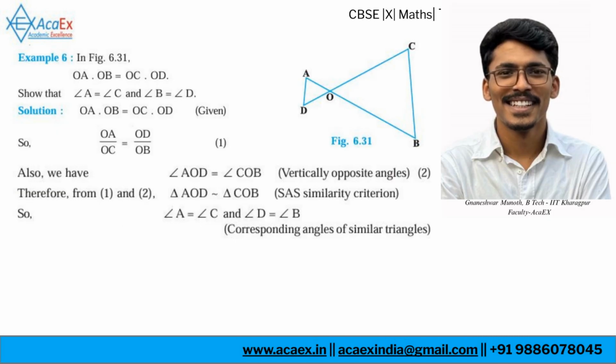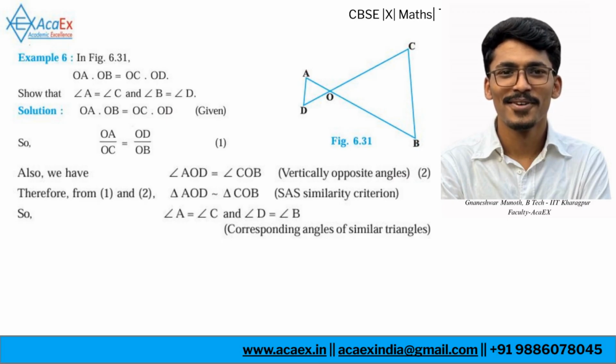Example 6. SAS similarity problem. Given that OA times OB equals OC times OD, show that angle A equals angle C and angle B equals angle D. Solution. The given relation can be rearranged to form the ratio OA divided by OC equals OD divided by OB.